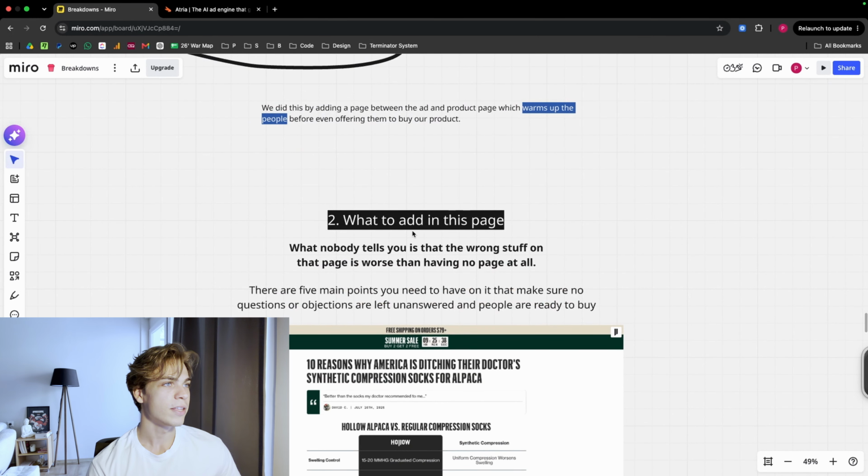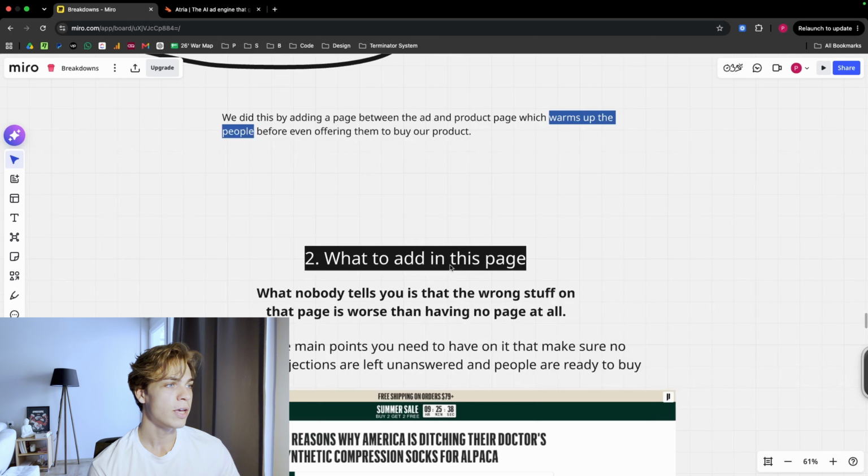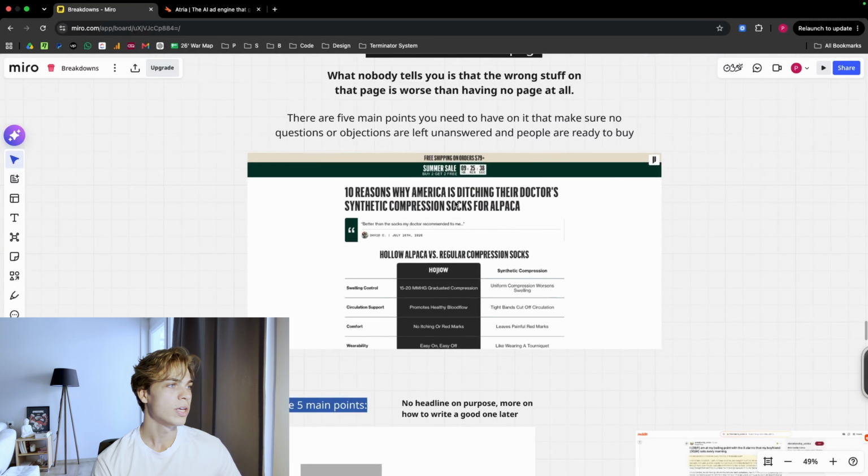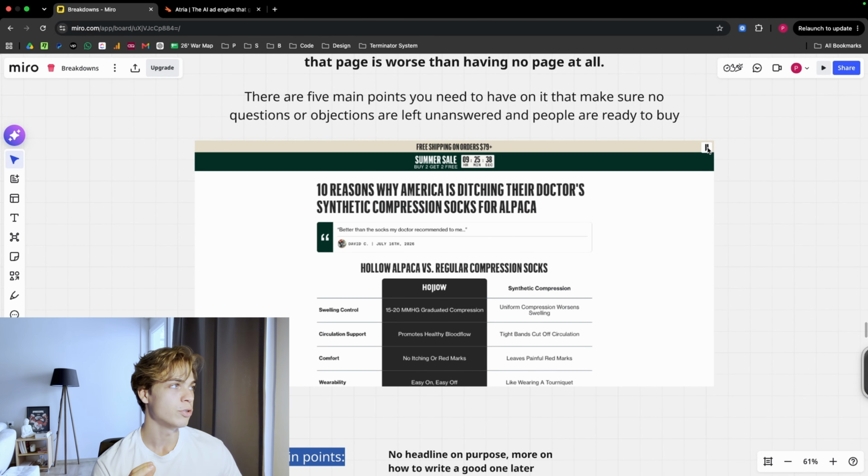Now, what to add on this page? What nobody tells you is that the wrong stuff on the page is actually worse than having no page at all. And this is why, as I said, yes, it is adding an extra page. And if you just do it randomly, if you just use AI out of nowhere to create this page, it is not going to be good. So there are 5 main points that you need to have on it that make sure that no questions or objections are left unanswered and people are ready to buy. So this is just what a good page looks like.